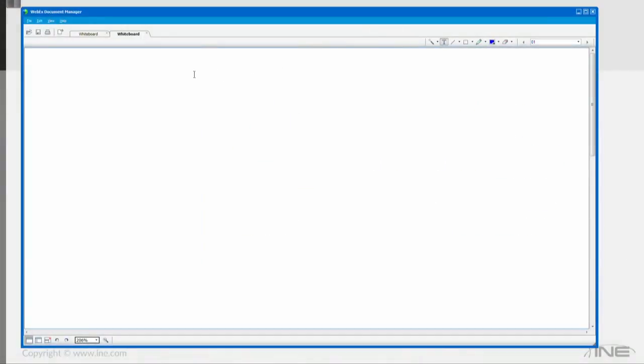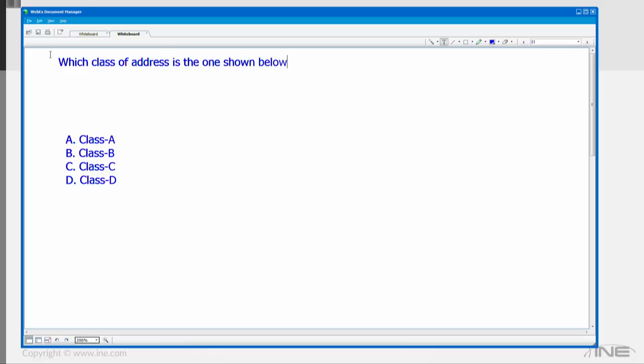All right, so examples. Okay, so I'm going to give you some IP addresses, one at a time, and I want you to identify which class of address is the one shown below. All right, so here we go. I'm going to give you some addresses, and I want you to pause the video, identify the class of address, and then resume the video. Okay, what class of address is that?